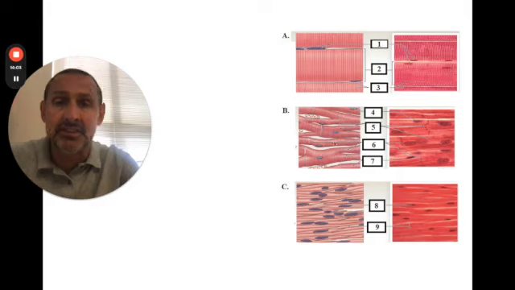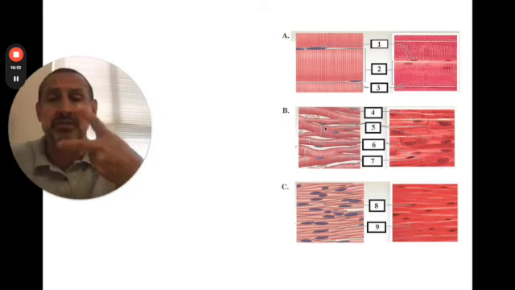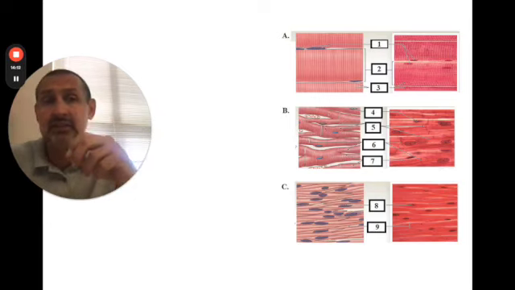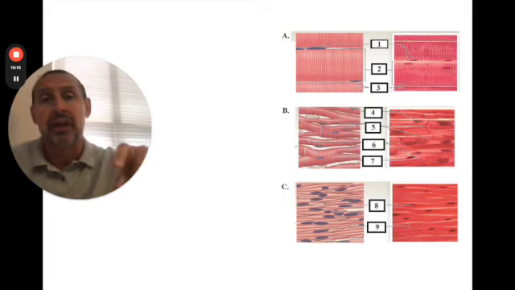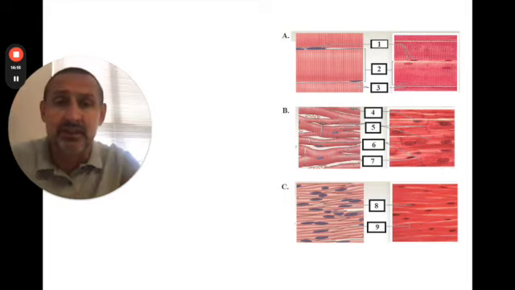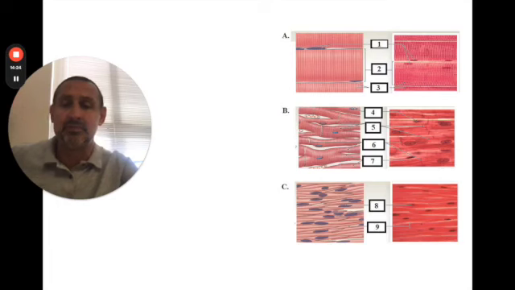This is muscle tissue. So how can you tell skeletal muscle from cardiac? They both have stripes, but cardiac muscle branches. Skeletal muscle doesn't. Cardiac muscle, you can see the nuclei. Here's the nuclei for the skeletal muscle. Here's the nuclei in smooth muscle. No striations in smooth muscle.